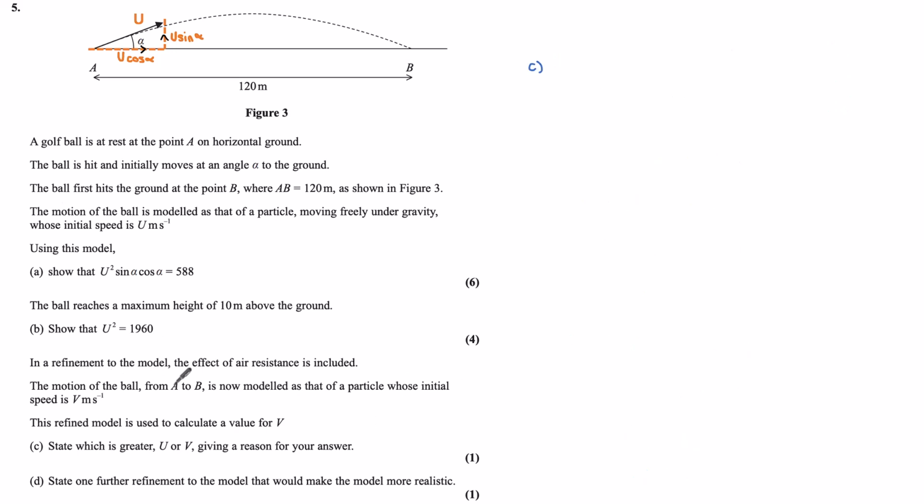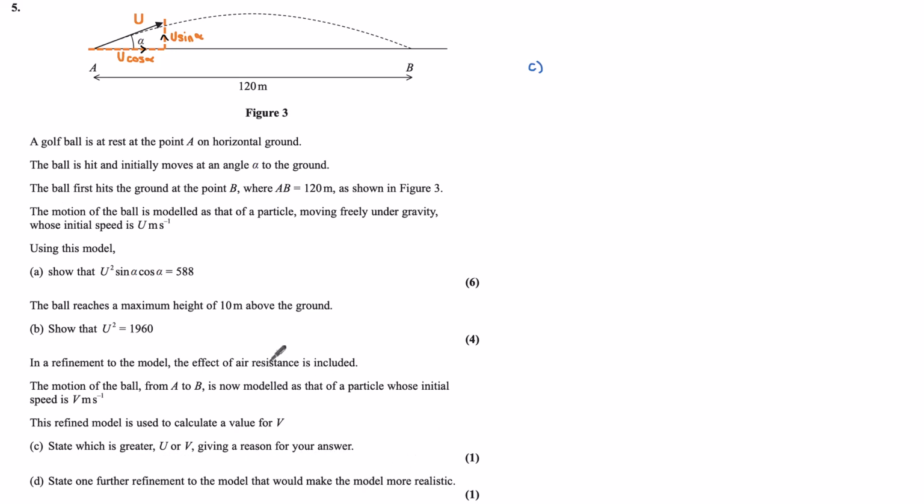In a refinement to the model, the effect of air resistance is included. The motion of the ball from A to B is now modelled as that of a particle whose initial speed is v meters per second. This refined model is used to calculate a value for v. State which is greater, u or v, giving a reason for your answer.